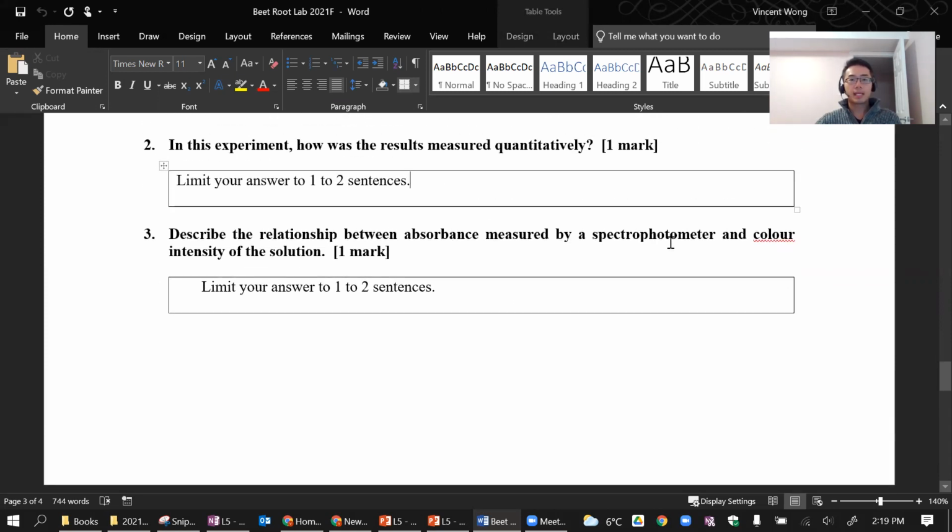Relationship between absorbance measured by the spectrophotometer and the color intensity. Well, the higher the intensity, the higher the absorbance. Okay, so if you have a tube of red solution, it will absorb all the colors except for red. That's why it appears to be red, right? So when the light strikes the tube, everything is absorbed, but the red is reflected and it goes into your eyes. That's why you see it as red, right? So when you shine green light at it, how much of the green light is absorbed? That's going to be determined by how much red pigment you have. So higher color intensity means higher absorbance.